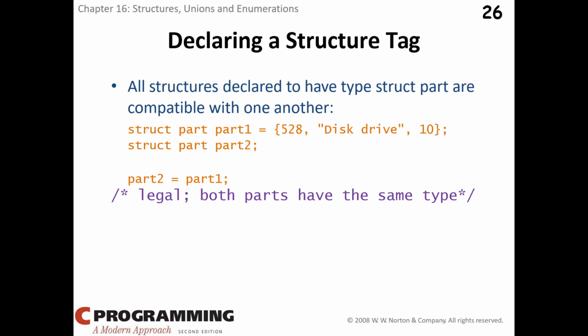So for example, here in the slide, if we perform an assignment between part1 and part2, this assignment is legal because both part1 and part2 have the same structure type, which is struct part, and they share the same structure definition and therefore are compatible with each other. This compatibility allows us to assign the values of one structure variable to another, facilitating the manipulation and management of structured data in our programs.